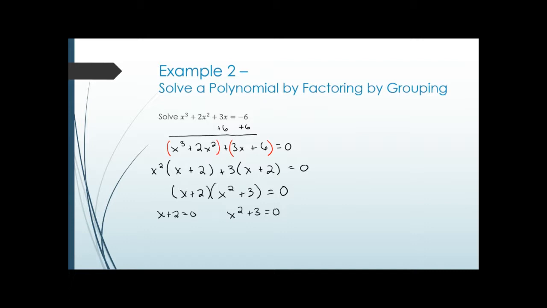So I'm going to start with the x plus 2. I can solve that by subtracting 2 on both sides. We get x equals negative 2.